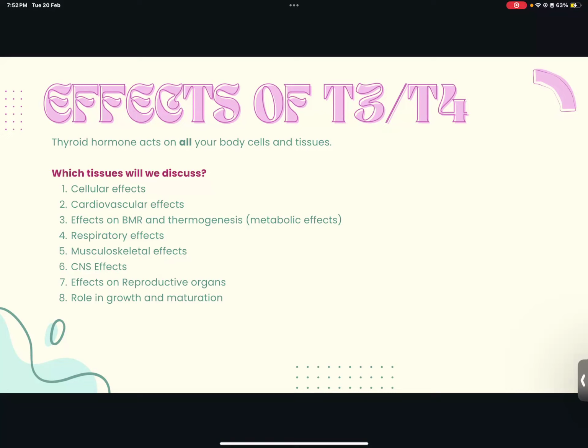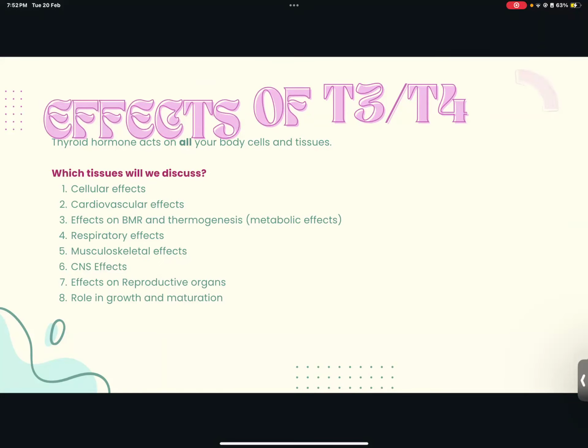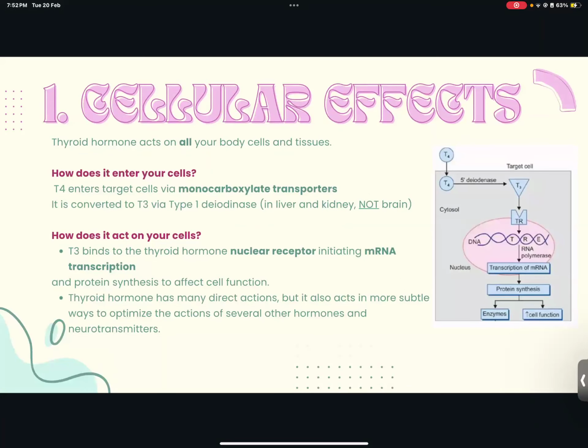So first, we're going to talk about the cellular effects and how the thyroid hormone actually binds onto its receptor and does its job. And then we're going to talk about the cardiovascular effects and the metabolic effects, so effects on BMR and thermogenesis. And thermogenesis just means making heat. And then we're going to talk about the respiratory effects, the musculoskeletal effects, CNS, the effects on our reproductive system, and the role that it has in growth and maturation. So let's start talking about the cellular effects.